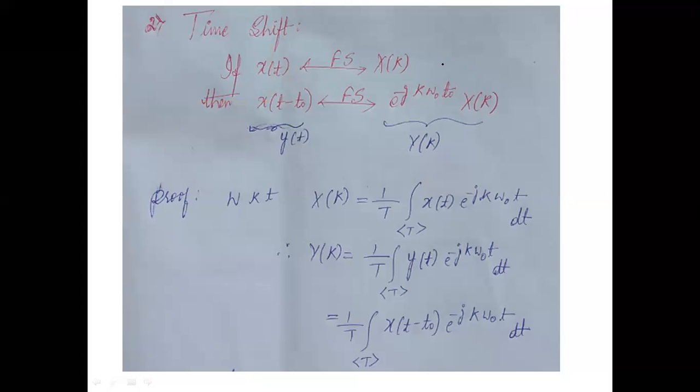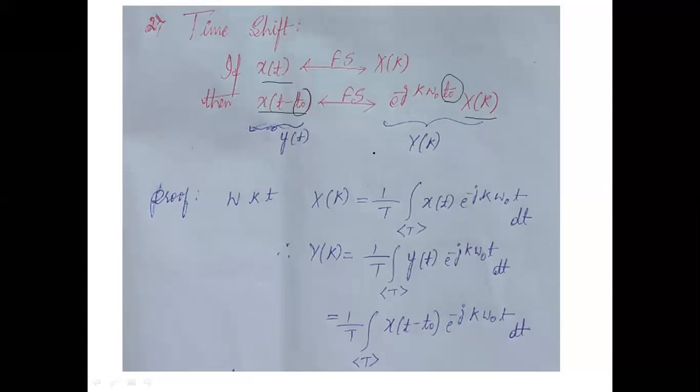So if you see this statement, if x of t forms a Fourier series pair with x of k, then if you shift the signal x of t in the time domain by a factor of t naught, then its corresponding Fourier series coefficient x of k will get multiplied by an exponential factor e raised to minus j k omega naught into t naught. So this t naught corresponds to the shift which was used to shift the time domain signal x of t.